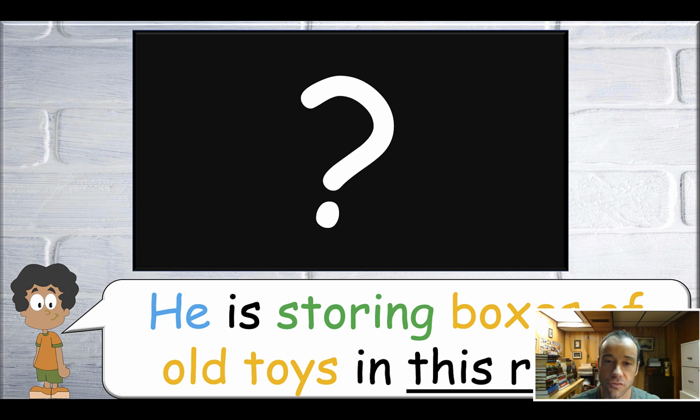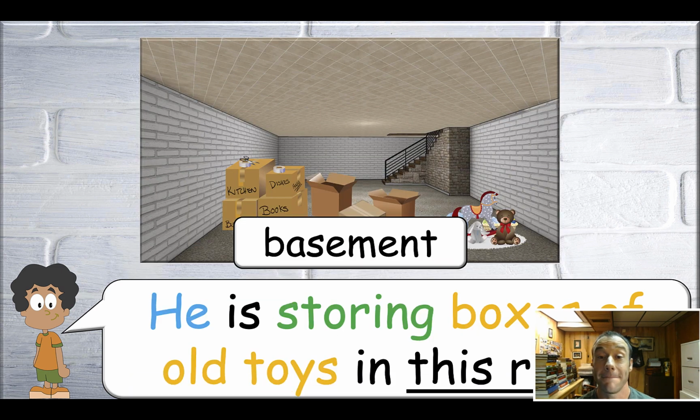Okay? Another way you can do it is if you think it's going to be too difficult, you can just have one student from each team stand at their seat, and you can show them, and the whole class can read it together. He is storing boxes of old toys in this room, and they're reading it and thinking. They're not listening and thinking, they're reading it and thinking. And then when they get the answer, they say it. Or they can come to the front, and they can look at it, and they have chalk, and you give them a place to write, and they write the answer. Okay, the answer should be basement.